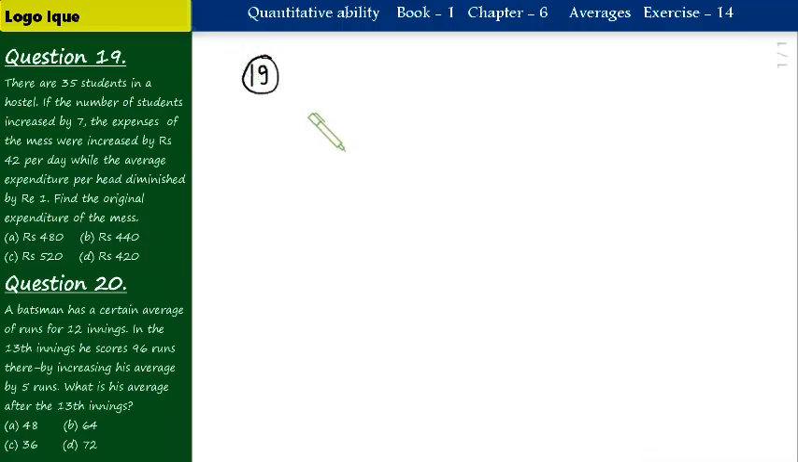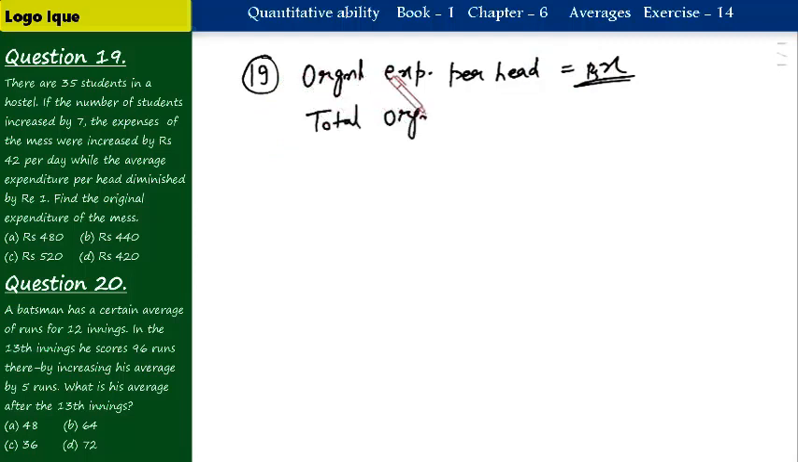Now question number 19. It says there are 35 students in a hostel. If the number of students increased by 7, the expense of the mess were increased by rupees 42 per day, while the average expenditure per head diminished by rupee 1. Let's assume that the original expense per head was X rupees. That means the total original expenditure would be equal to 35 students into X rupees. This is the original total expenditure.